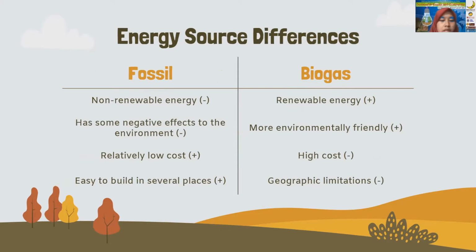Here is a comparison table between the use of non-renewable energy and renewable energy. We chose fossil as the example of non-renewable energy and biogas, the main topic of our presentation, as the representative of renewable energy. Biogas is more environmentally friendly because it is made from organic material. On the other hand, fossil can cause several environmental problems such as air pollution, global warming, and acid deposition.